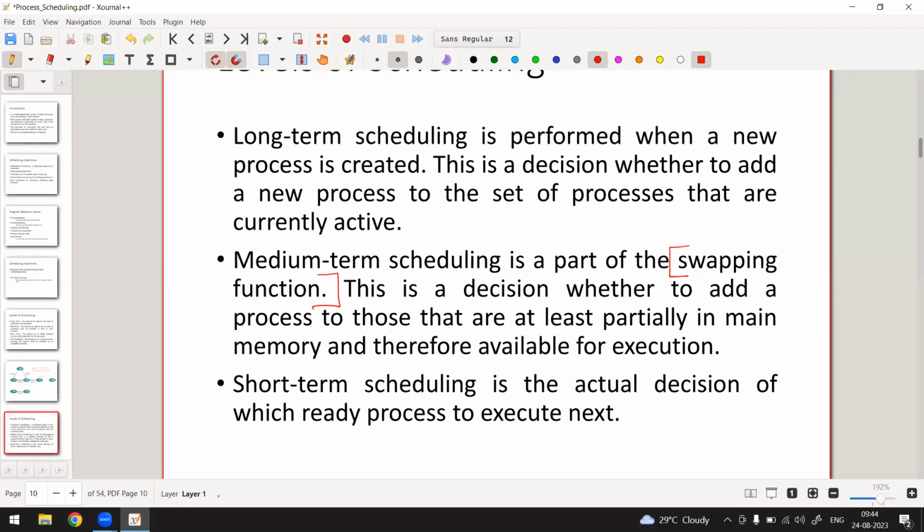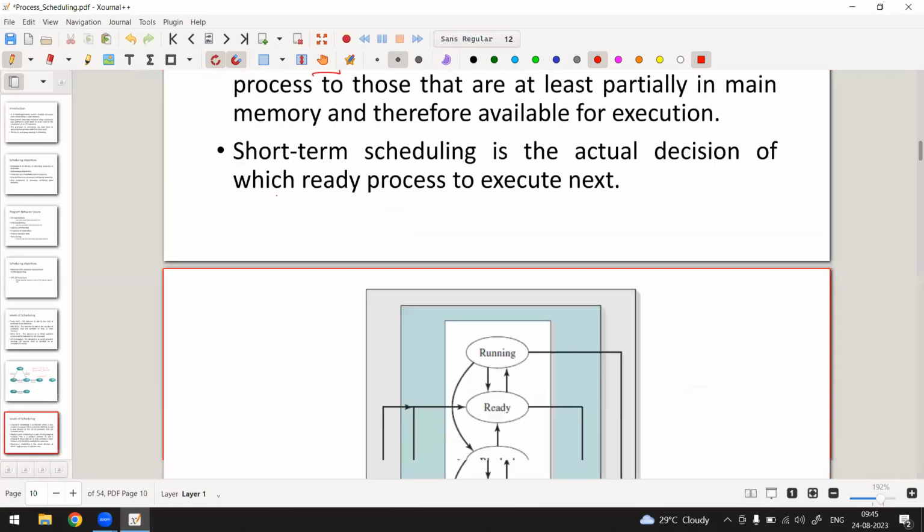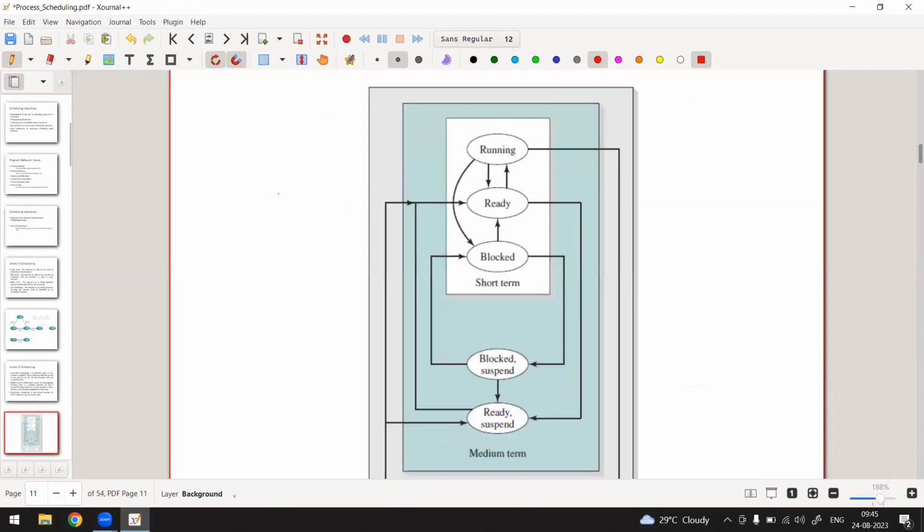And finally, the short-term scheduler is the actual decision of which ready process to execute next. Right? The short-term scheduler decides which process you have to execute next. So all these schedulers are acting on different levels, and accordingly we have to understand.